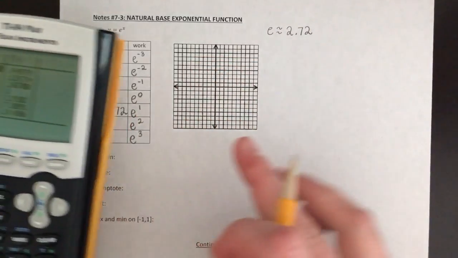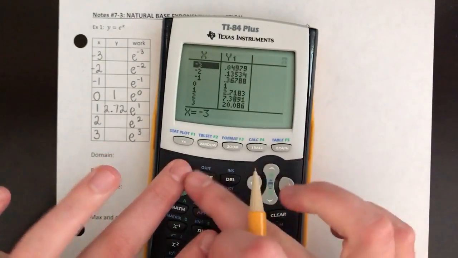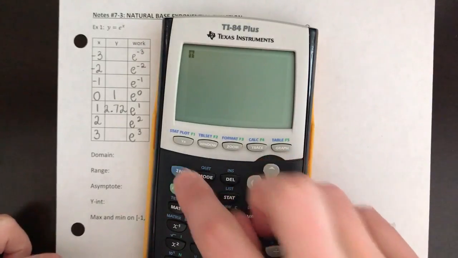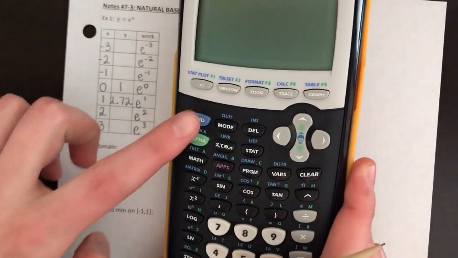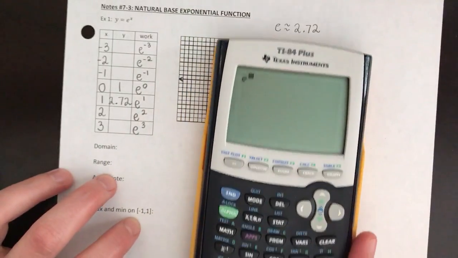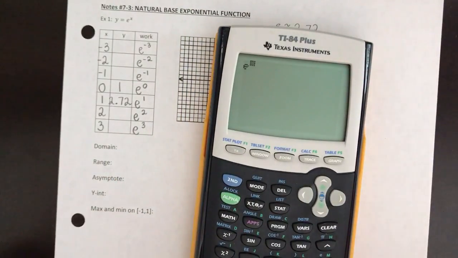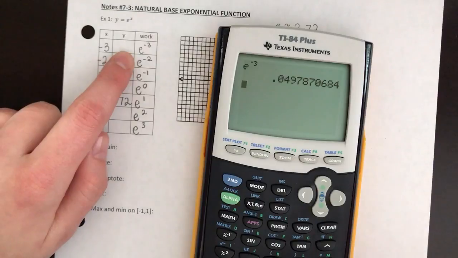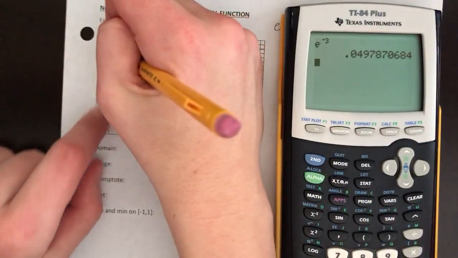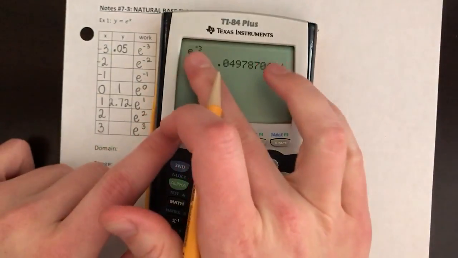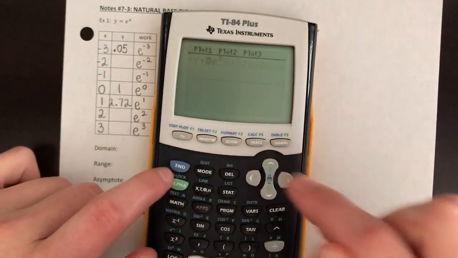So you have the choice. You can go to the home screen of the calculator and you can type in e. E is the button that you'll have to hit second, and then this ln button. That gives me e, and it already has the exponent ready to go. So I would type in -3. So that's about, if I want you to round to the hundredths place, 0.05.